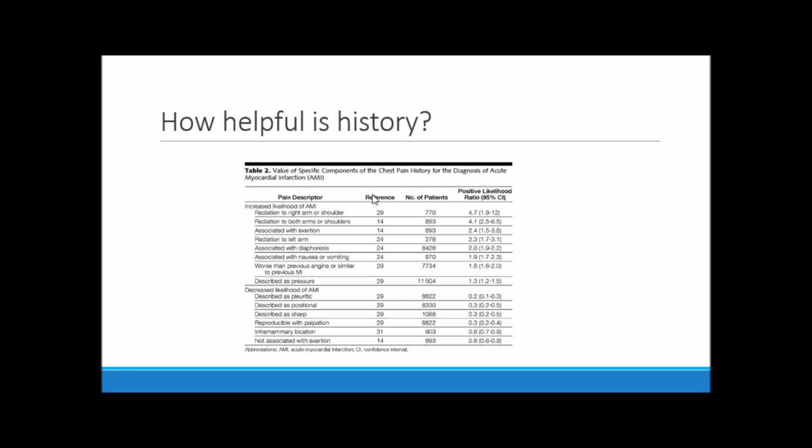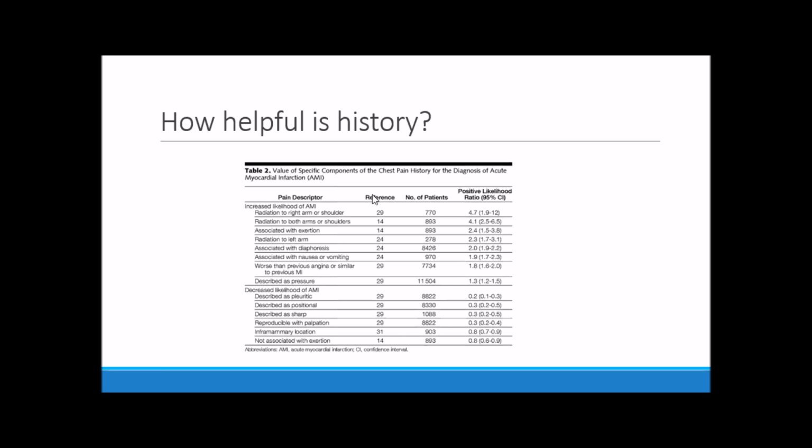Here's another chart, and you'll see on the right the positive likelihood ratio. Radiation to right arm or shoulder, 4.7. Both arms or shoulders, 4.1. The old teaching of left arm is not quite so true. Both arms, right arm, more likely, but still those likelihood ratios are not huge. They're in the 4s. If you go down to described as pleuritic, it's 0.2. And if you go down to reproducible with palpation, it's 0.3.